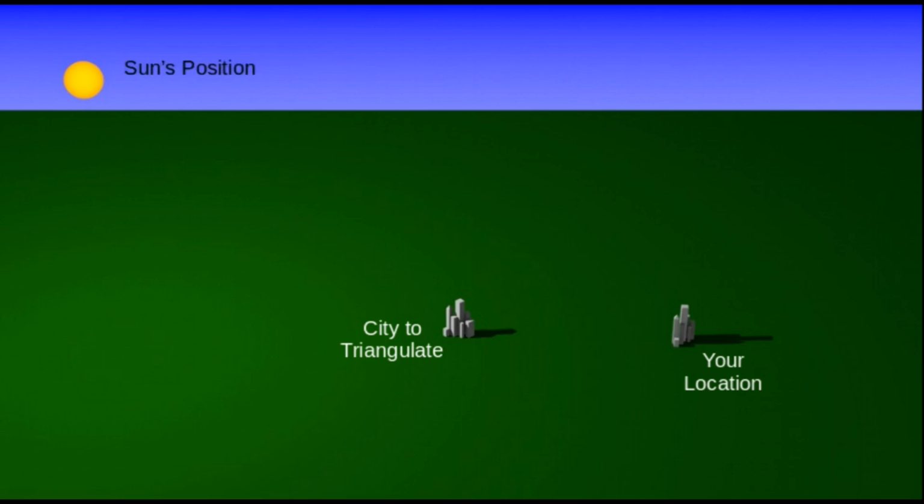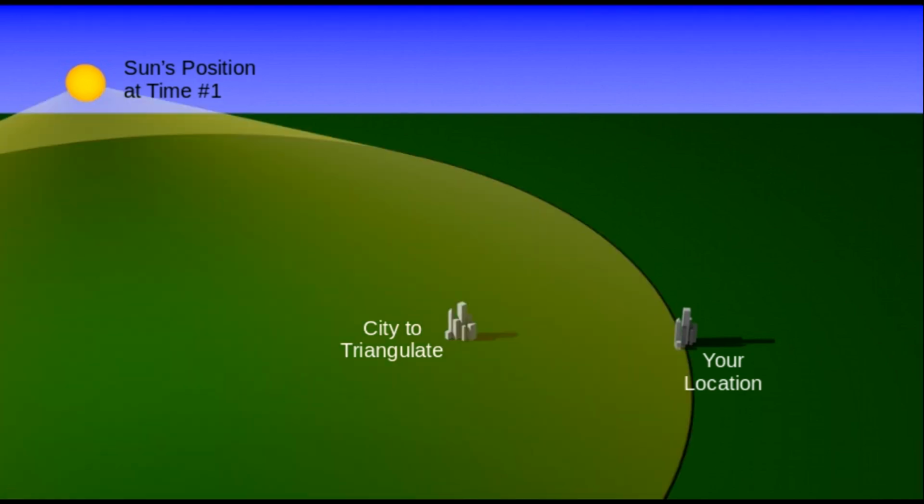So we look at the sun's position at a specific time. We'll call that time number 1. At that time, at our location, we can measure the sun's angle. And all the sun rays that hit the Earth at that angle lie in a cone and hit the Earth in the shape of a circle. And that is a black circle that you see.